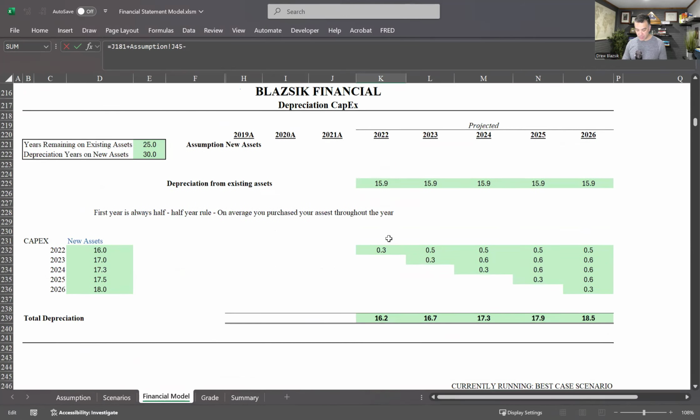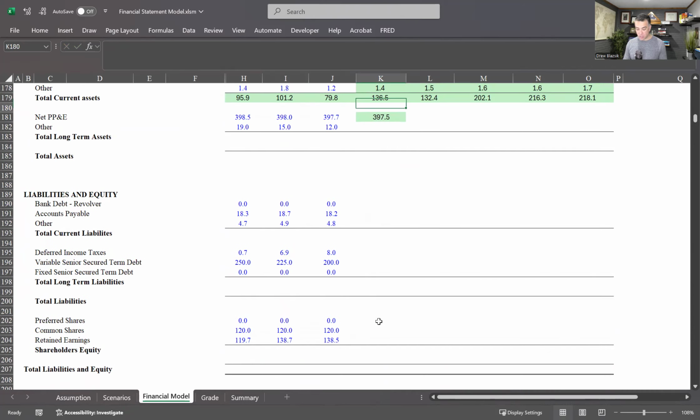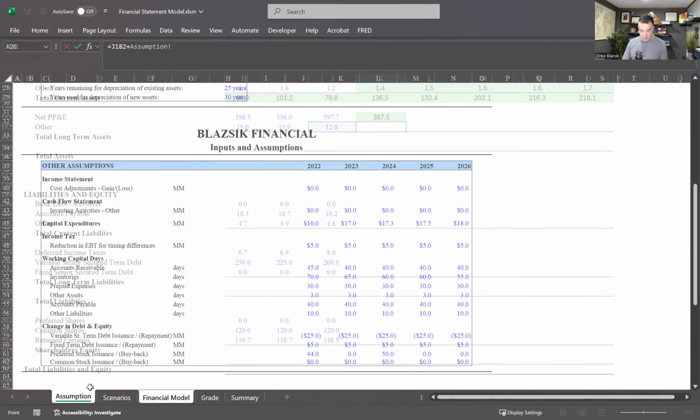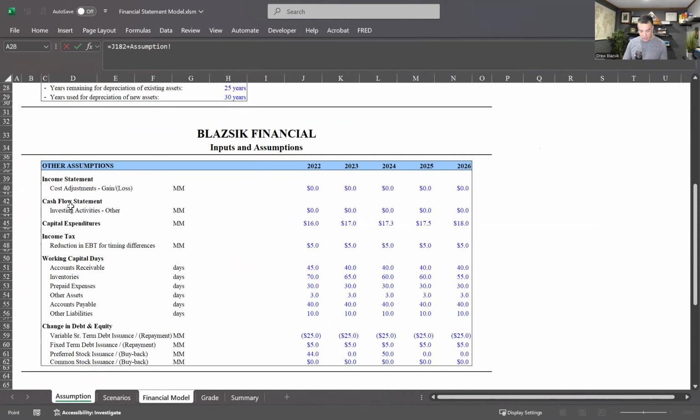Oh, did I pass it? I'm going to subtract out depreciation. Depreciation is how much is depreciating our long-term capital expenditure. So that's going to be our total net PP&E. Next is other. What is other going to be? Well, it's going to be the previous plus we have an assumption of our cash flow, our investing activities. Well, we just made the assumption as 0.